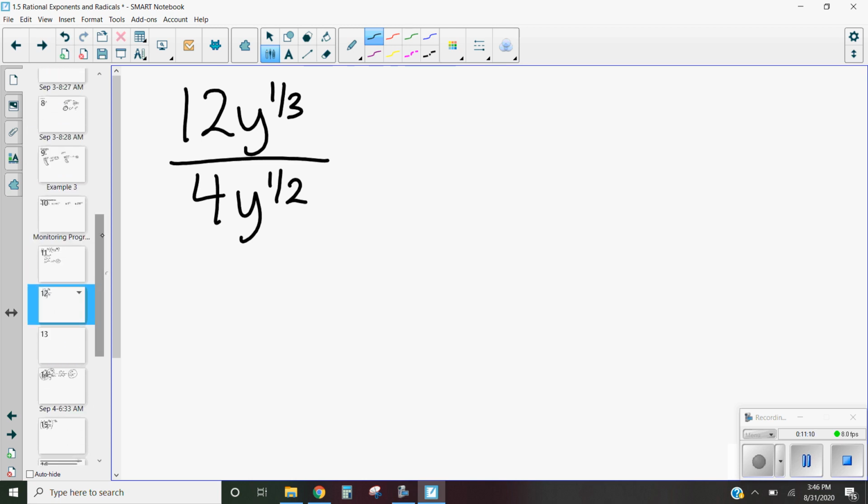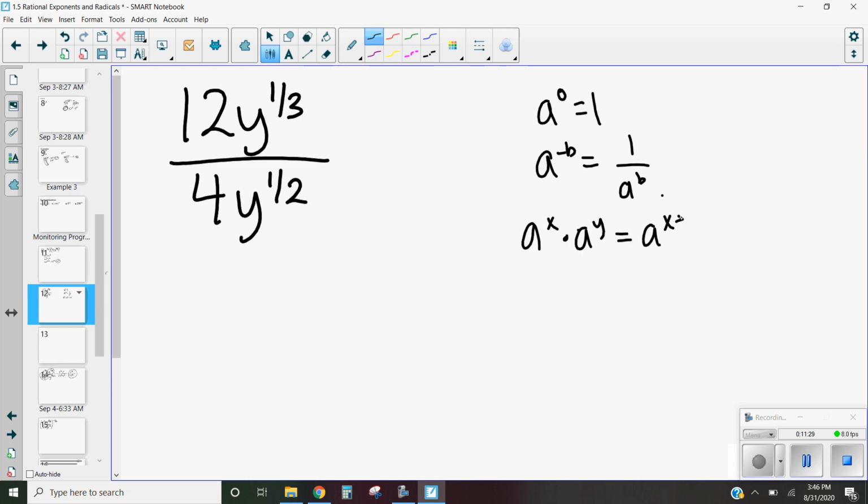So we still have that property that anything to the power of 0 is 1. If it's negative, then we rewrite it as 1 over that value. If they have the same base, we can still add the exponents. If we're dividing numbers with the same base, we can still subtract our exponents. We can follow all of those same properties.